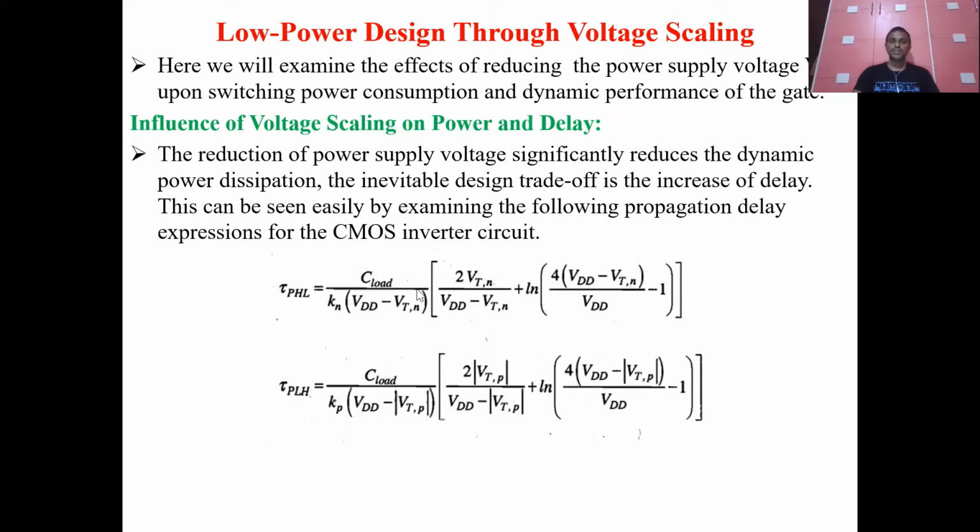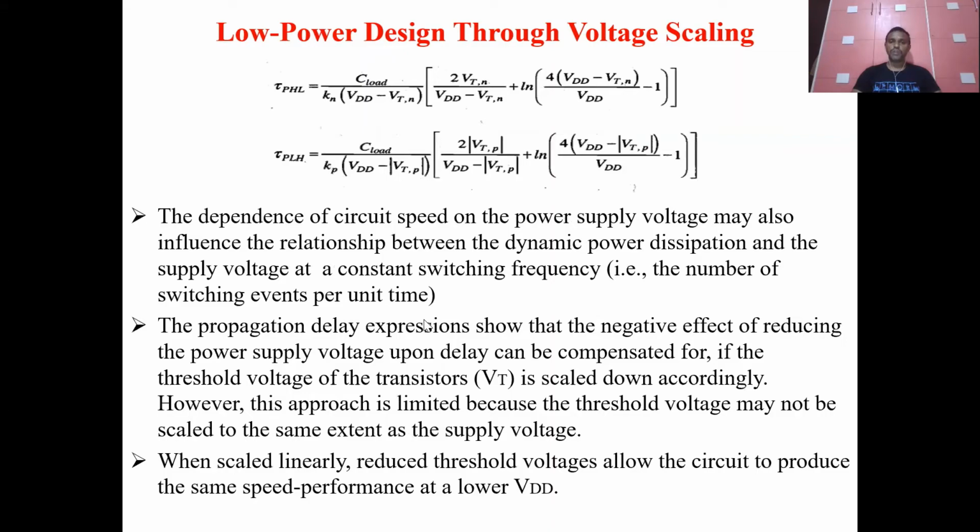To avoid all these limitations, we have some designs. Out of that, we have to discuss another point. To compensate for this increase in the delay, we have to change VTN, the threshold voltage of MOS transistors. Whatever amount we decrease VDD, we have to compensate by changing the threshold voltage. We'll see how that works.